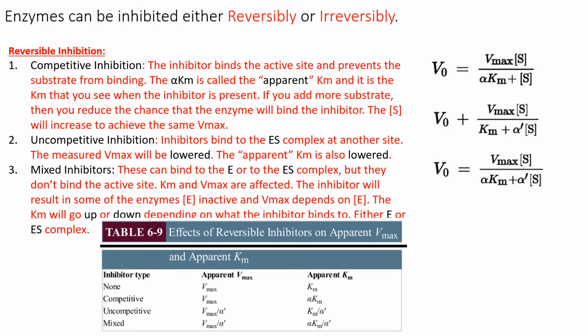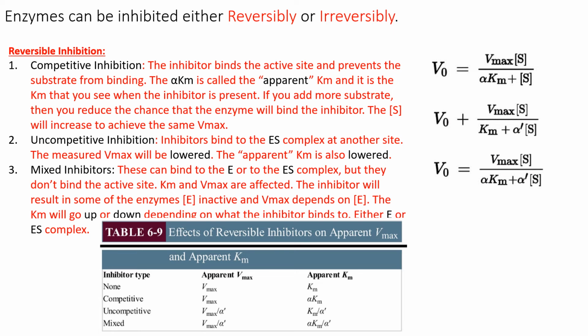So the second type of reversible inhibition is uncompetitive inhibition. Inhibitors bind to the enzyme substrate complex at another site. The measured Vmax will be lowered. The apparent Km is also lowered. And here's the equation. V naught equals the Vmax times the substrate concentration divided by the Km plus the alpha prime, and then substrate concentration.